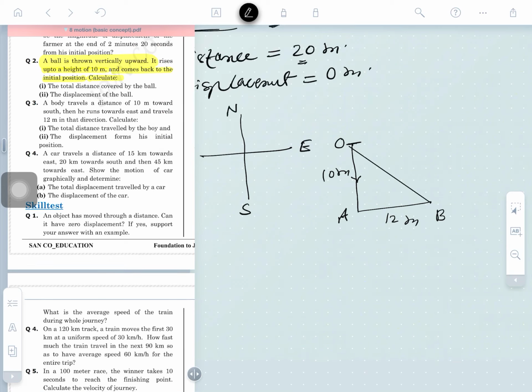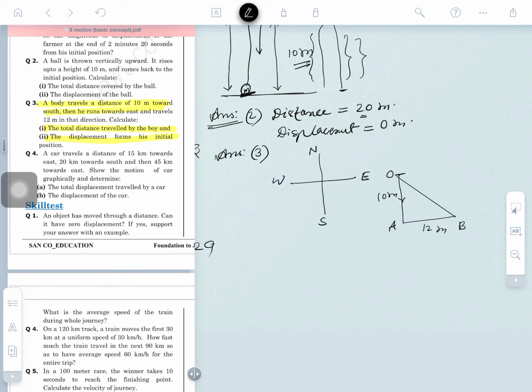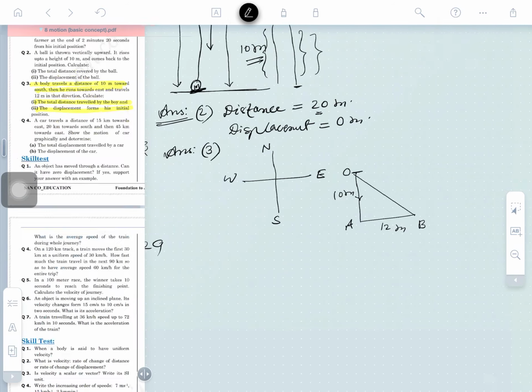So what is the questioner asking? You may see what the question is asking here. Total distance traveled by the body or displacement of the body. So can you find this or not? Easily, I hope you can find it out. So what is the total distance? I am telling you the method of writing the answer.